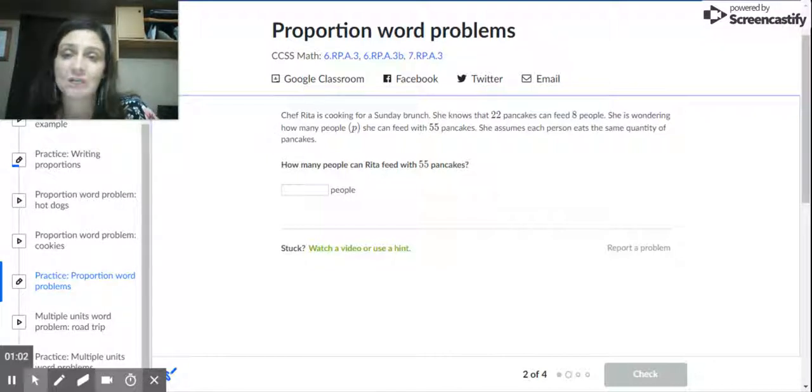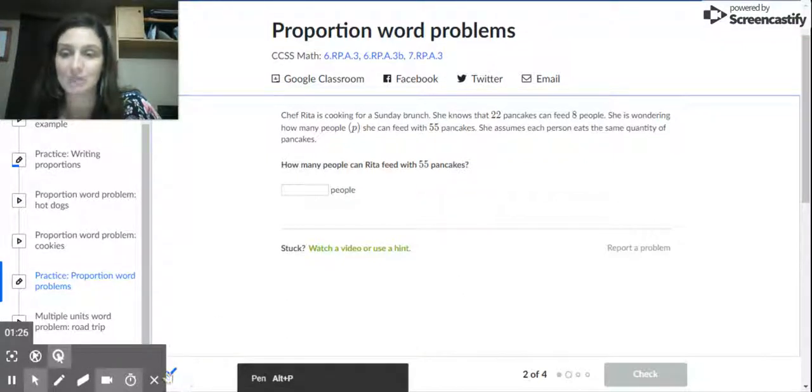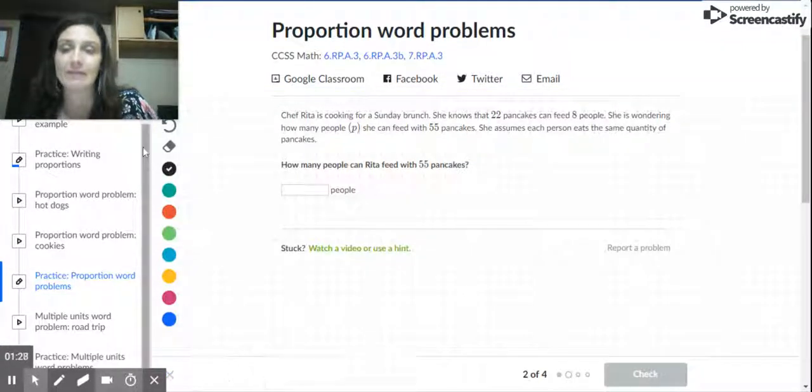Okay, so Chef Rita is cooking for a Sunday brunch. She knows that 22 pancakes can feed 8 people. She is wondering how many people she can feed with 55 pancakes. She assumes each person eats the same quantity or the same amount of pancakes, all right? So the first thing is, this is a word problem. So I want you to absolutely be in the habit of ripping these.